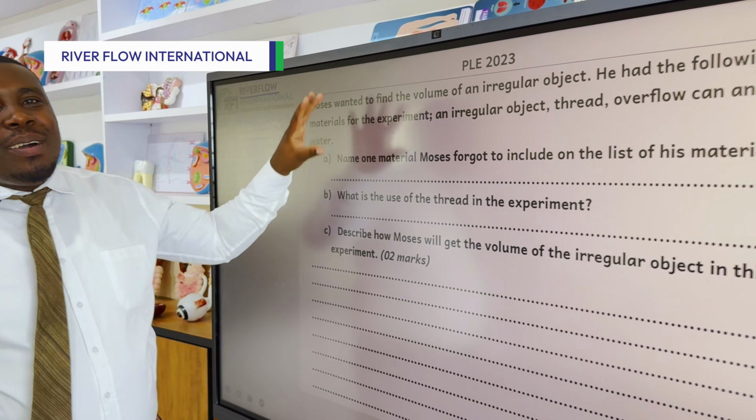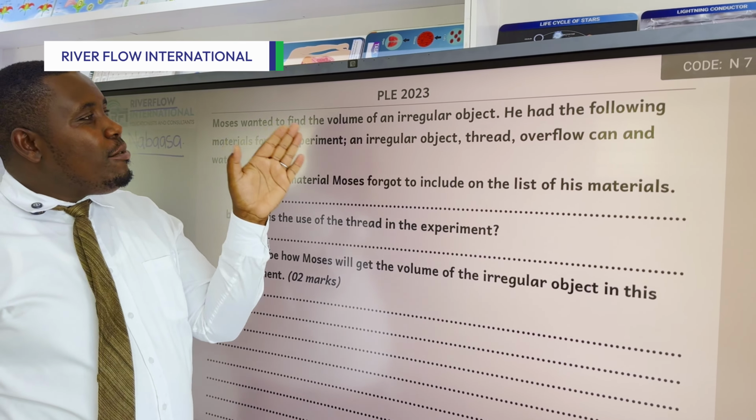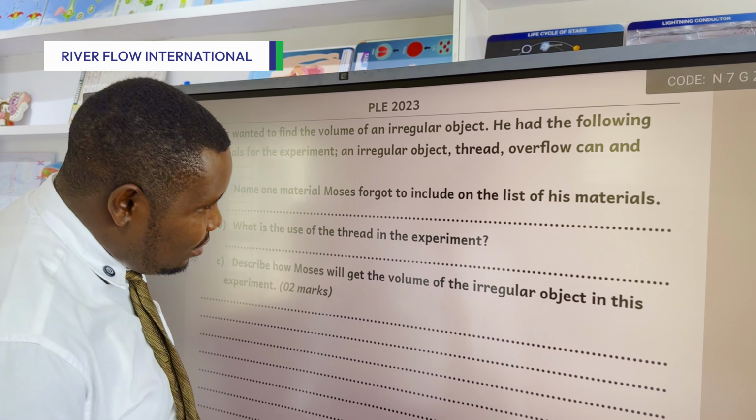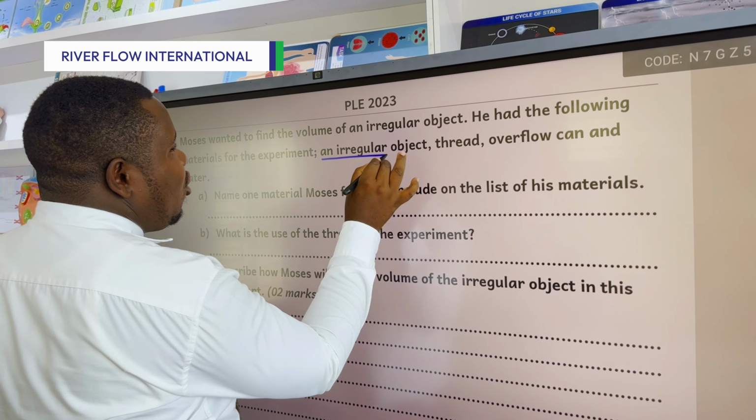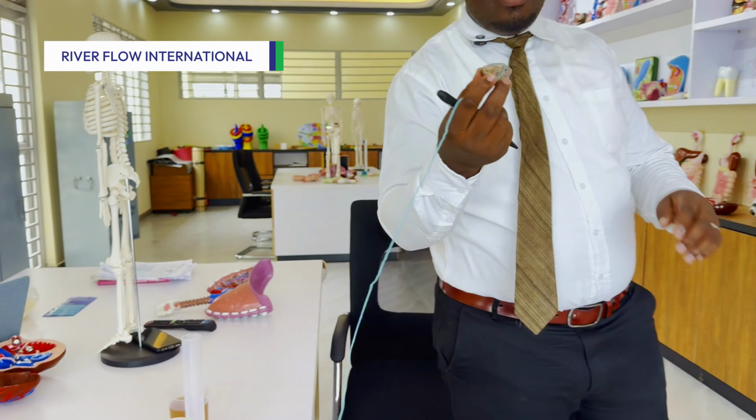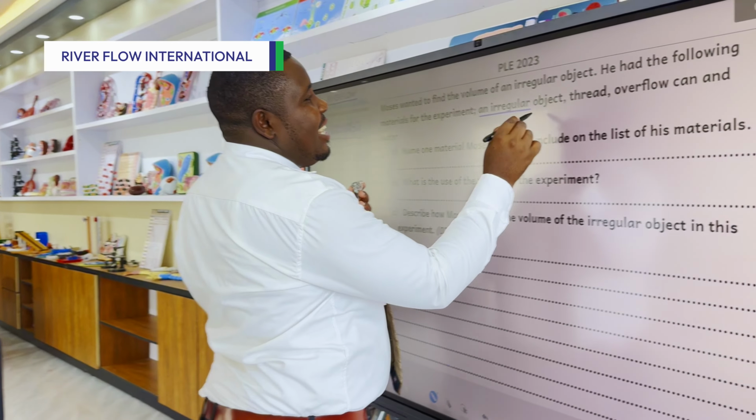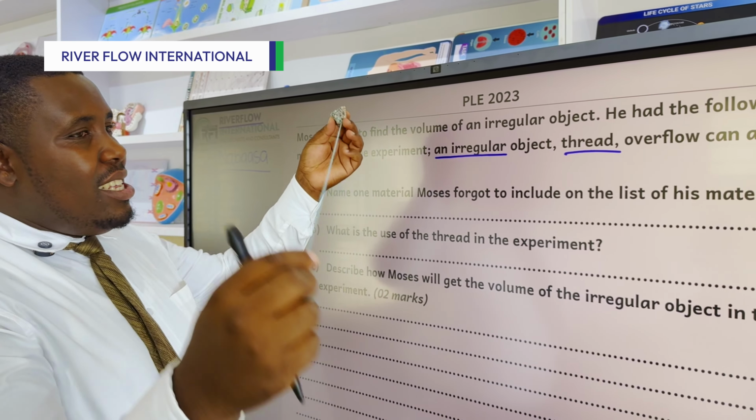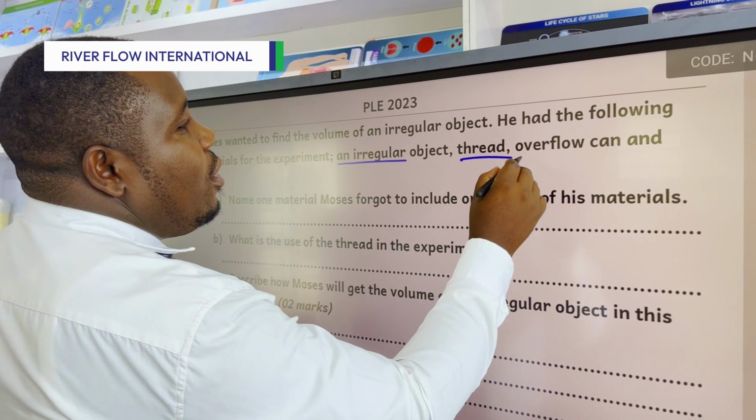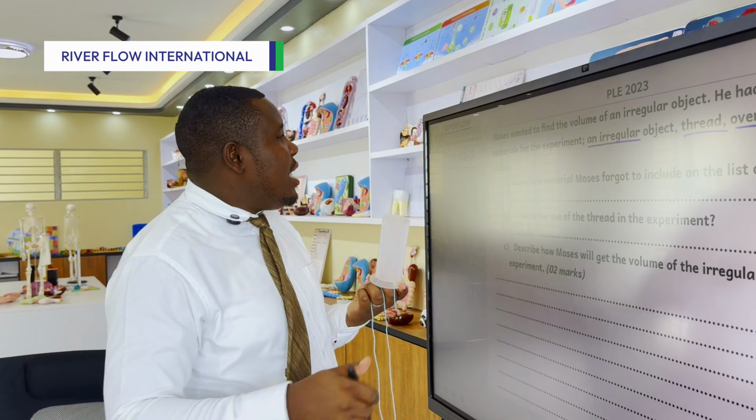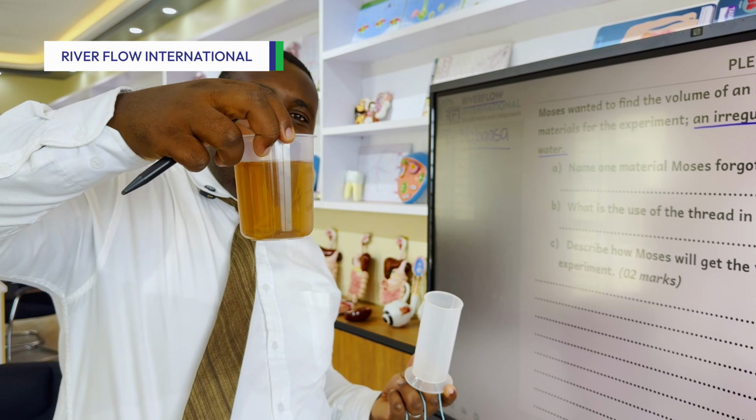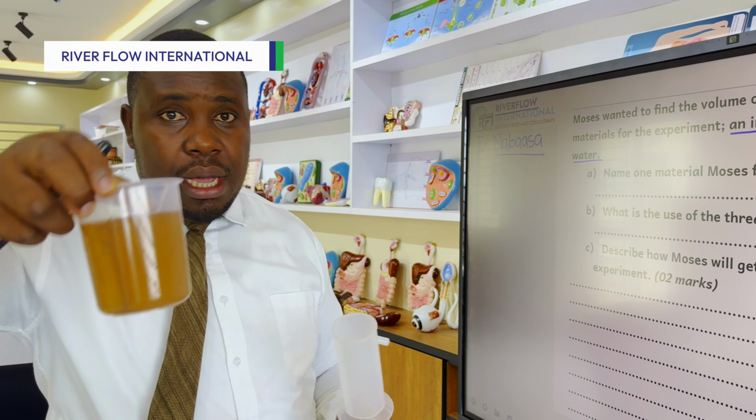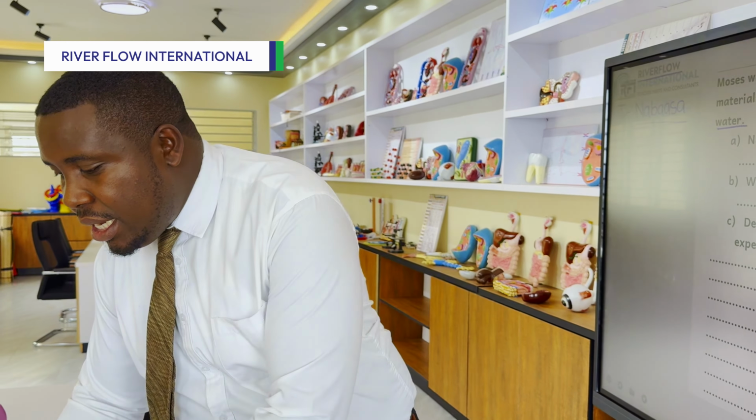2023 candidates, remember this number. Moses wanted to find the volume of an irregular object. He had the following materials for the experiment: an irregular object like mine here, a thread like mine here in blue color, an overflow can like mine here, this is an overflow can, and water. I have my colored water here in the beaker. So that is what Moses had.